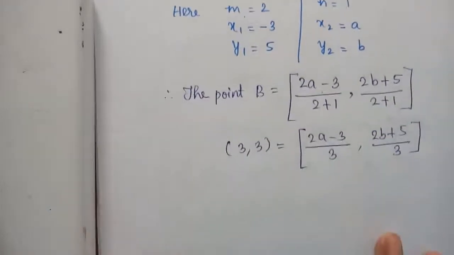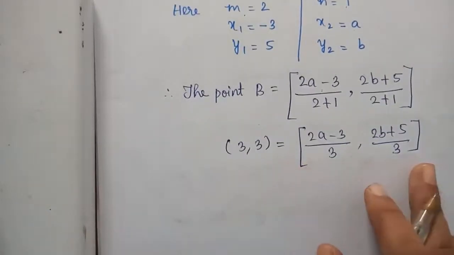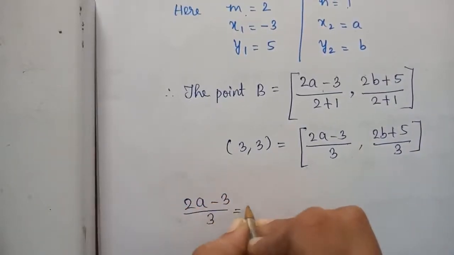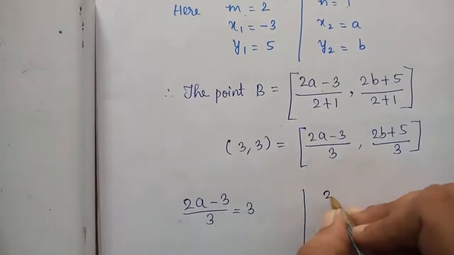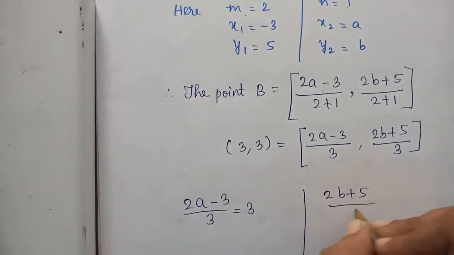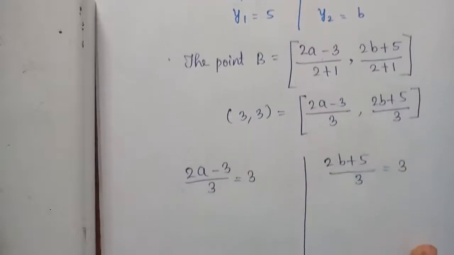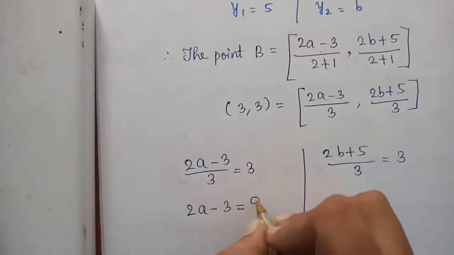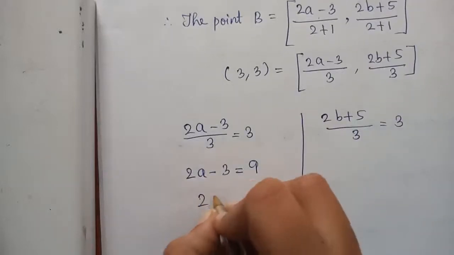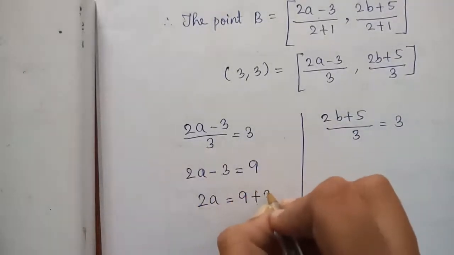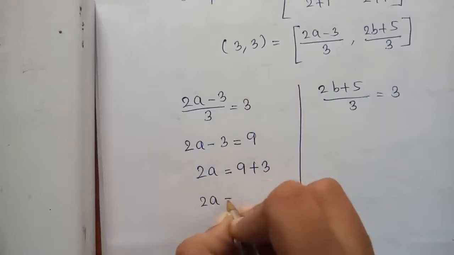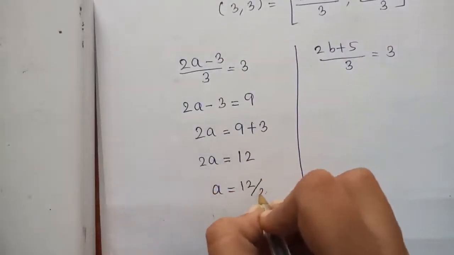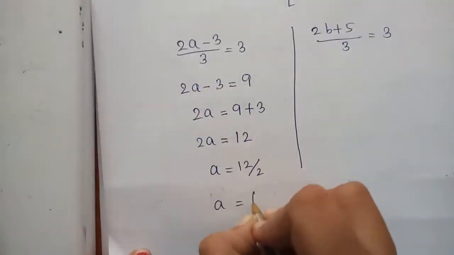The next step is to equate the x and y coordinates separately. So (2a minus 3) divided by 3 is equal to 3, and (2b plus 5) divided by 3 is equal to 3. The next step is cross multiplication. 2a minus 3 is equal to 3 threes are 9. So 2a is equal to 9 plus 3, which is 12. a is equal to 12 divided by 2. The value of a is equal to 6.